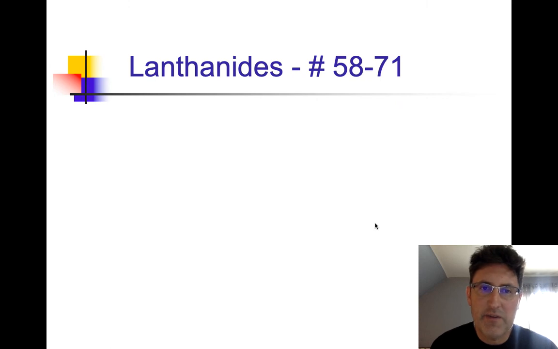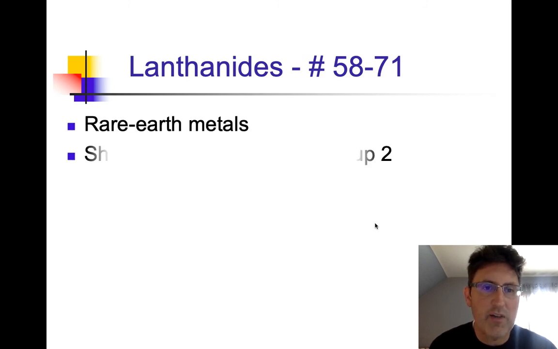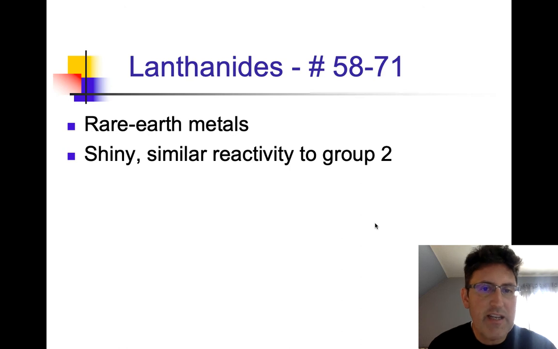Okay, and our last 2 groups for section 5.2 are lanthanides. Those are down at the bottom, 58 through 71. This is the F block. Sorry, I didn't mention that earlier. This is where you fill those F electrons. And the lanthanides are also called the rare earth metals. They're shiny. They're similar in reactivity to group 2.